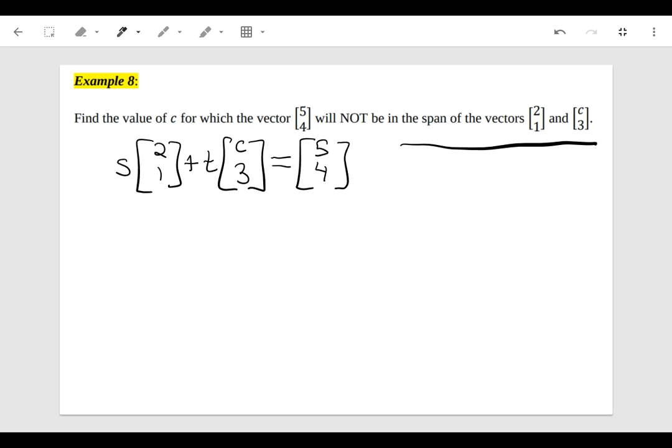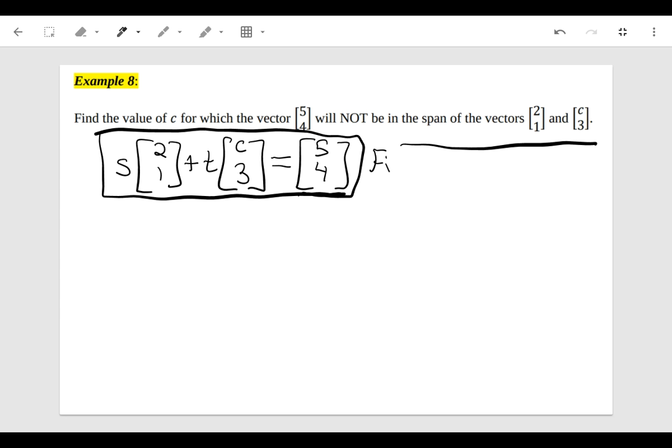So we want to find the values of C for which this won't work, right? Because if it is in the span, if we can do some number times 2, 1 plus some number times C, 3 and generate 5, 4, that would mean that it is in the span. So we want this equation right here to not have a solution, right? If 5, 4 is not in the span, then this is not possible.